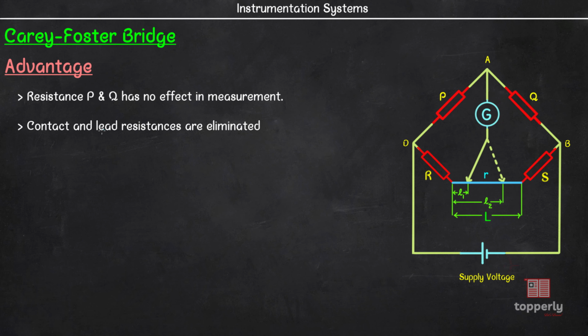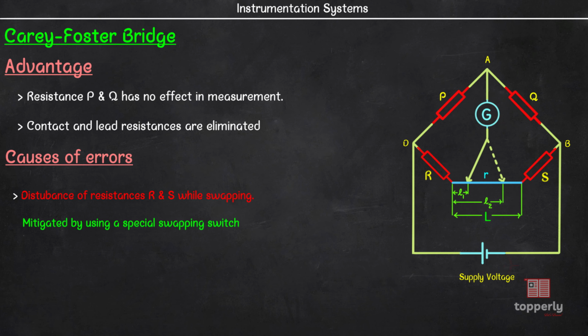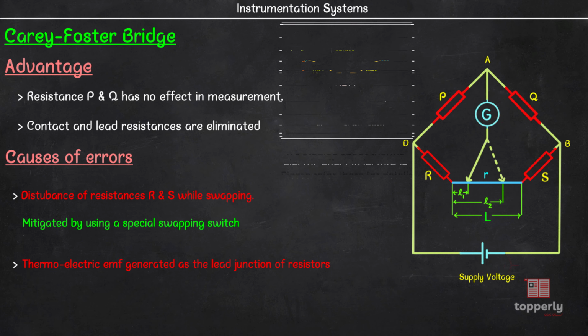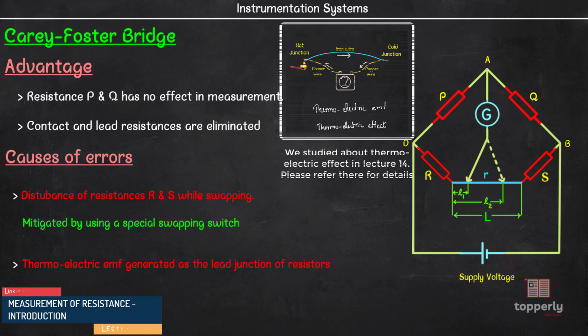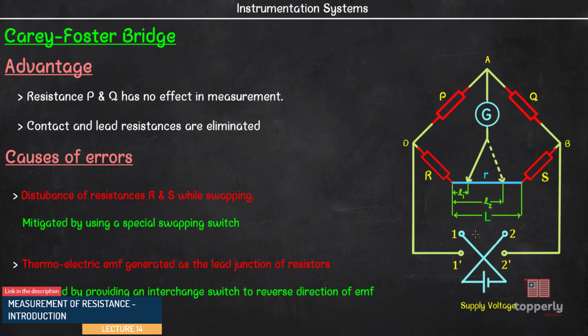Now, to ensure that this second point is valid, it is important that the two resistances R and S are not disturbed or handled throughout the measurement. To ensure this is the case, a special switch is used to swap these resistors during the test. Another potential cause of error can be the thermoelectric EMF generated at the lead junction of resistors. To compensate this effect, we are providing an interchange switch to reverse the direction of EMF.